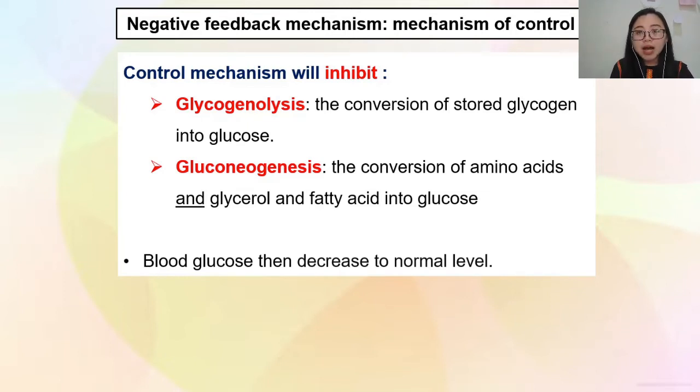Gluconeogenesis, penghasilan glukos baharu. So, it will stop conversion of amino acid and glycerol and fatty acid into glucose. This control mechanism will stop that from happening. It's going to encourage cells to take the extra glucose. It's going to tell the storage, don't make any more glucose. Simpan dulu. And then this will eventually lead the blood glucose to decrease to a normal level.